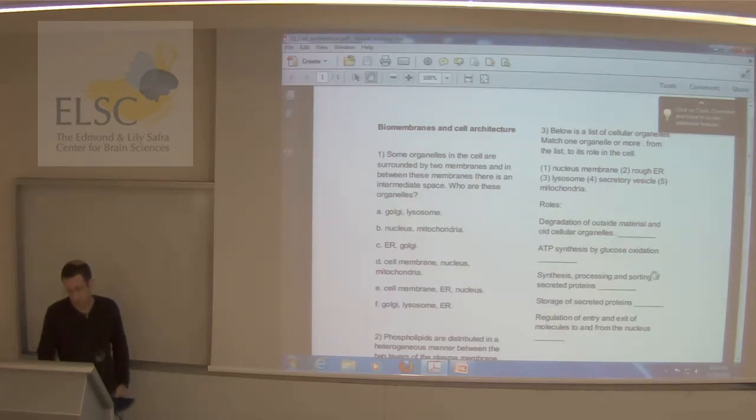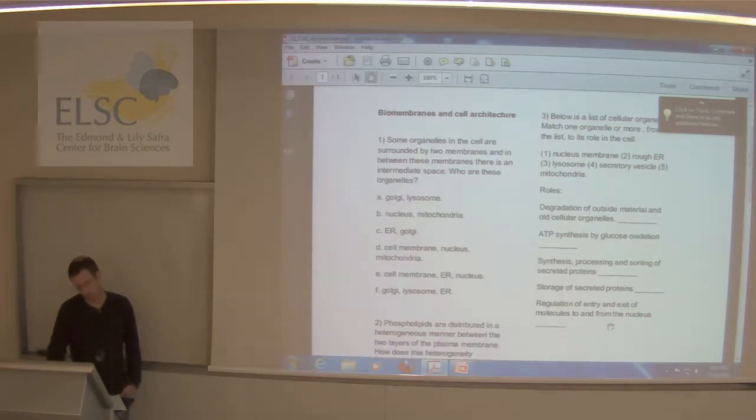Synthesis, processing, and sorting of secreted proteins: the rough endoplasmic reticulum. Storage of secreted proteins is in secretory vesicles, right? And last one, regulation of entry and exit of molecules to and from the nucleus is performed by the nuclear membrane. Okay.